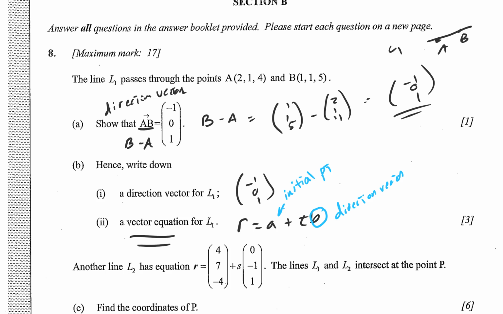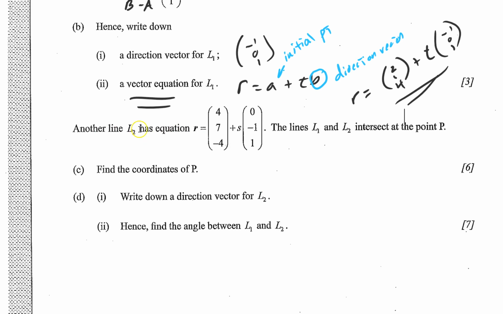So in this case, we're going to use AB. My direction vector is going to be, let me rewrite this, r equals, since I'm doing AB, my initial point is A. So A is 2, 1, 4, plus my t, like my time, times my direction vector, which is the AB I just found, -1, 0, 1. And there it is. And there's L1.